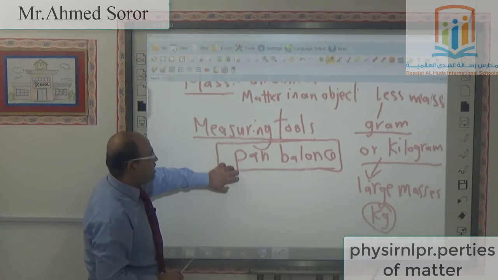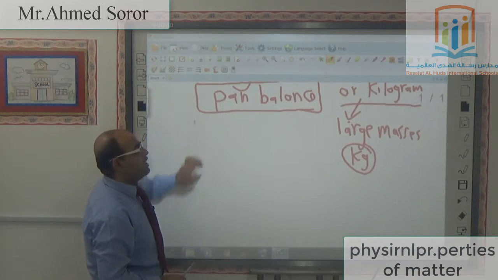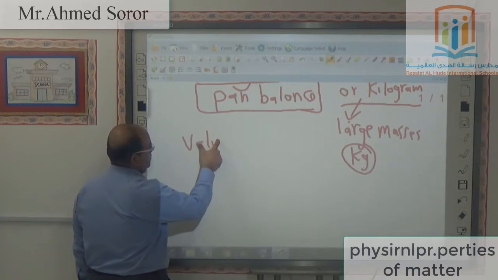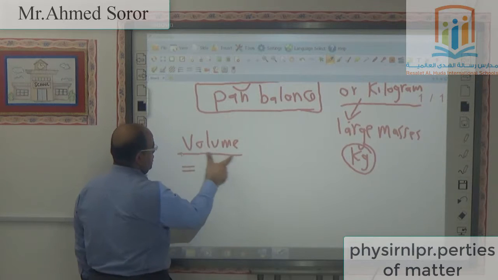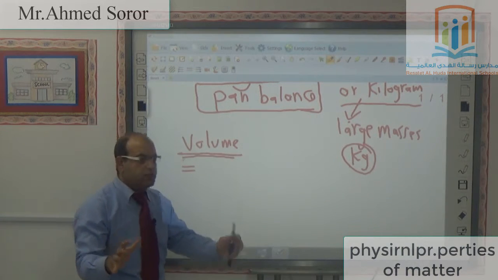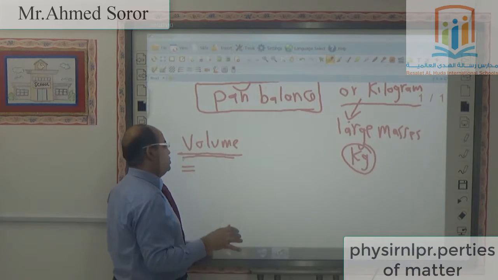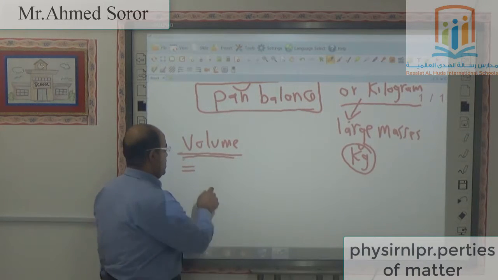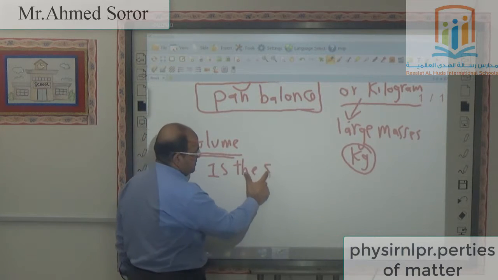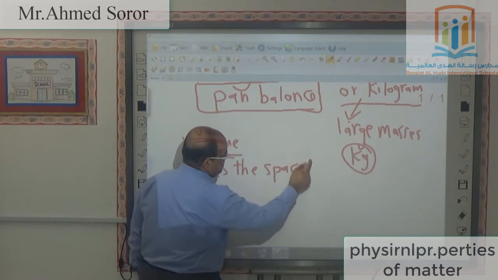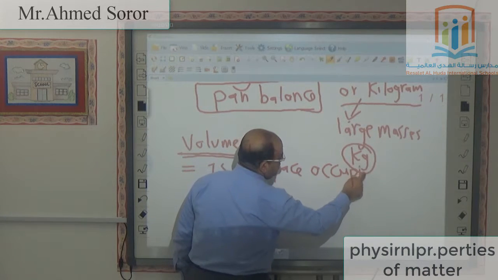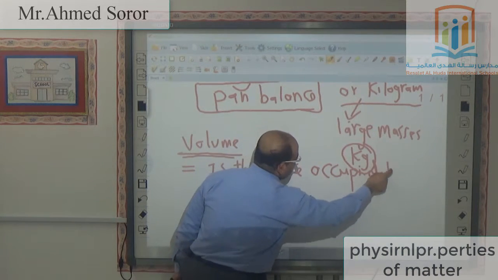After that, we will study another property of matter, volume. Volume is the space occupied by an object.